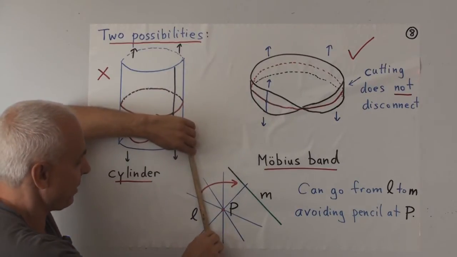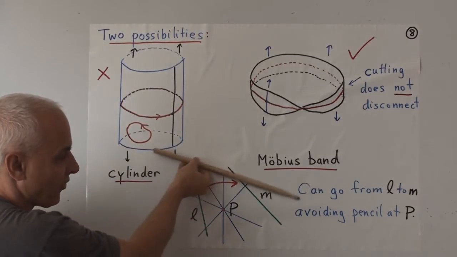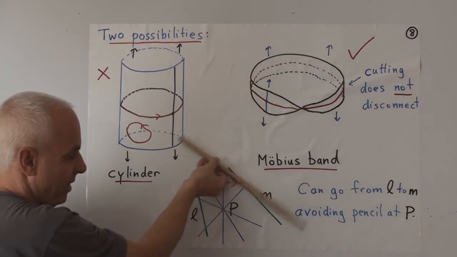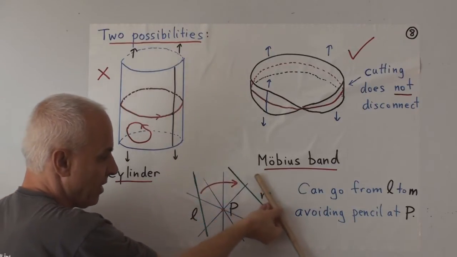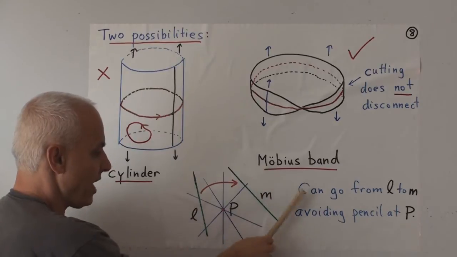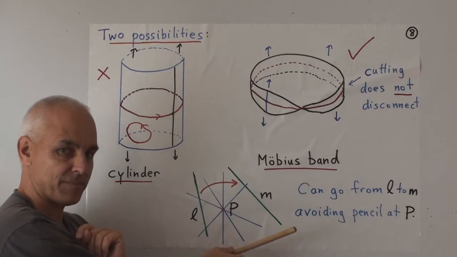You could also get from L to M by going this way, taking this line and moving it around like this to M. In this way, I can move from any line in the plane to any other line in the plane by avoiding the pencil P. In other words, by never going through P.